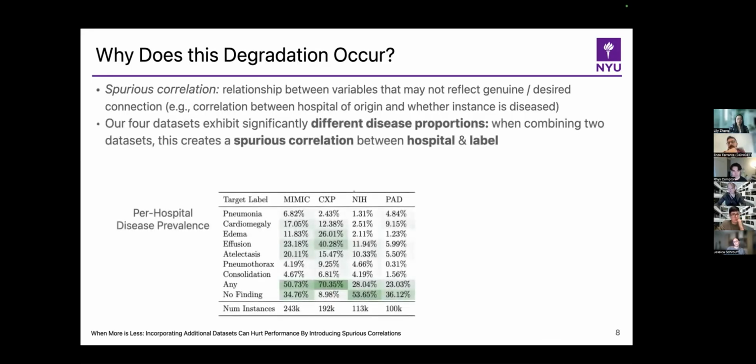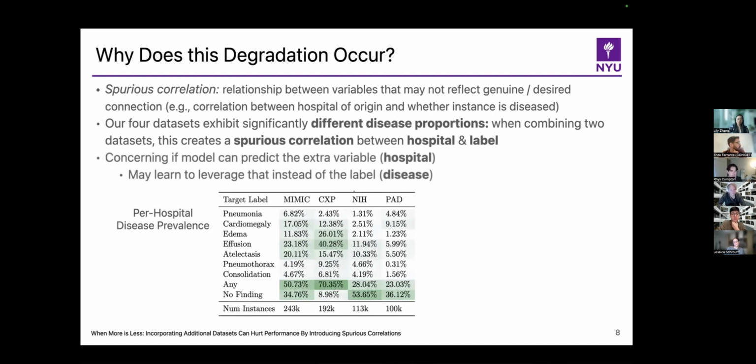So our 4 data sets that we use had very different disease proportions, shown in the table below. When you combine 2 data sets, this creates a spurious correlation between the hospital and the label. This is concerning if the model can predict this extra variable, hospital in our case, because it may learn to leverage that instead of the label.